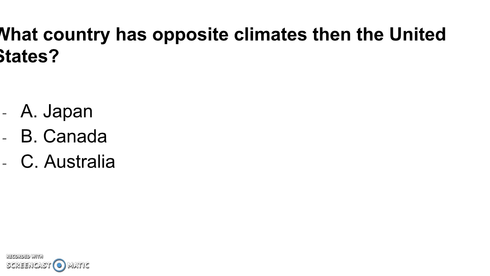Now let's ask some assessment questions. What country has opposite climates than the United States? Is it A, Japan, B, Canada, or C, Australia? If you chose A, Japan, you are correct.